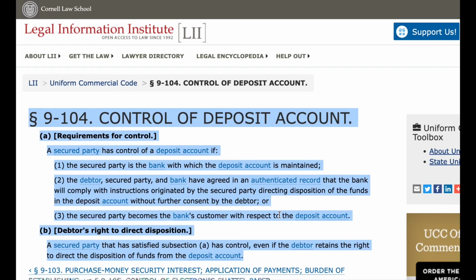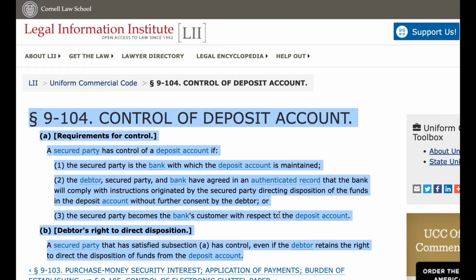Paragraph 9-104. Control of deposit account. A. Requirements for control. A secured party has control of a deposit account if: 1. The secured party is the bank with which the deposit account is maintained. 2.